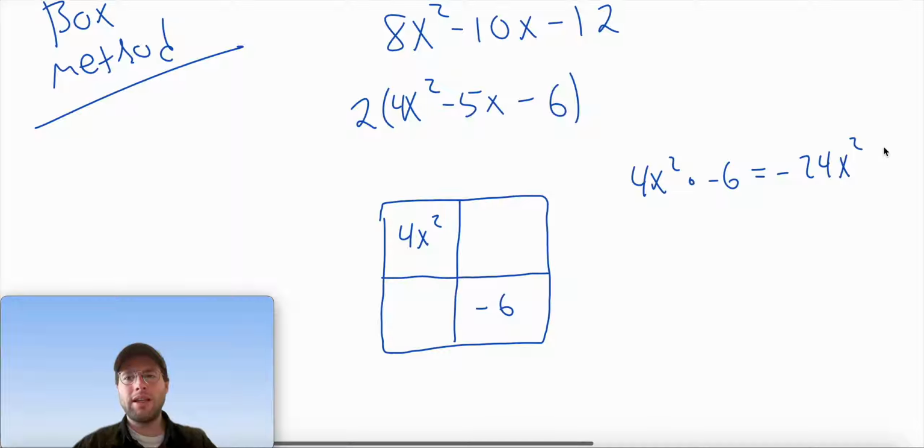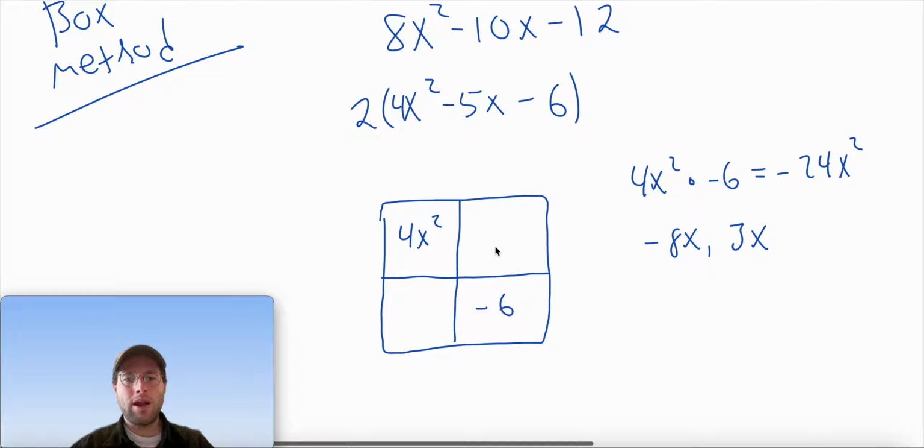And now, similar to the AC method, we want to find two numbers that when we multiply them together, we get this negative 24x squared, and when we add them together, we get negative 5x. Two numbers that we can use are negative 8x and positive 3x. Negative 8x times 3x will be negative 24x squared, and negative 8x plus 3x will be negative 5x.